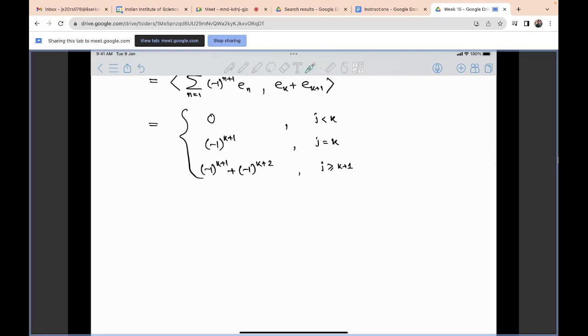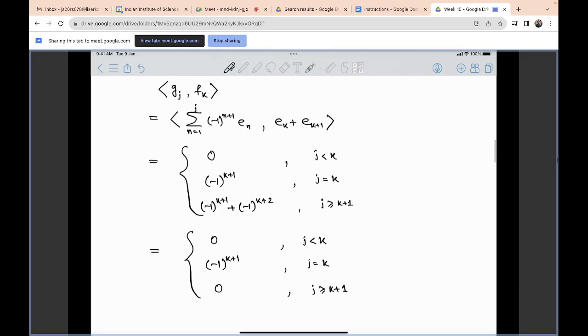And now look at this, suppose this k is even or odd. If this is even, then this will be odd, and if this is odd, then this will be even. So one thing will be plus and one thing will be negative. So what you get basically is this: 0 for j strictly less than k, minus 1 to the power k plus 1 if j equals k, and again 0 if j is bigger than k. Because one will be even, one will be odd, so one will be plus 1, one will be minus 1. So this is the inner product you get.